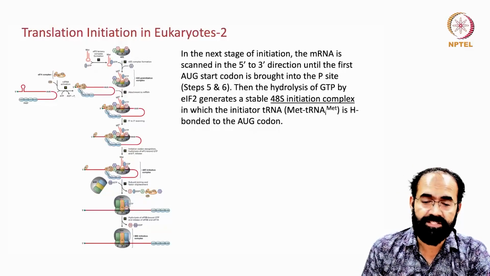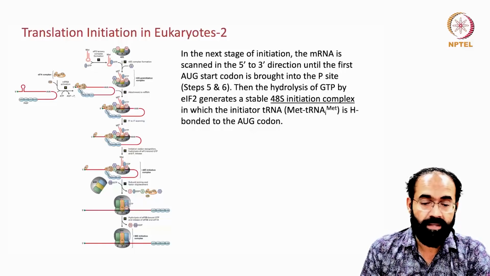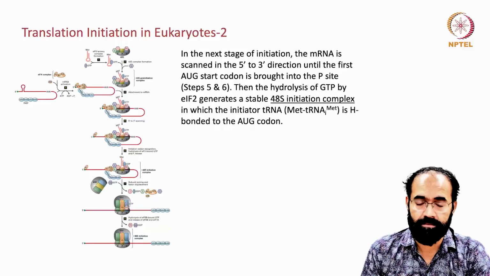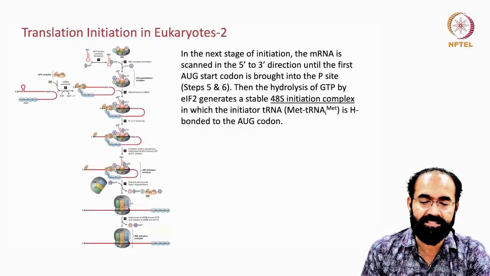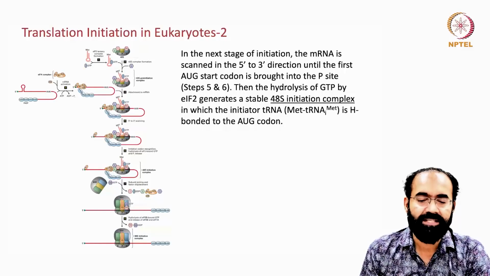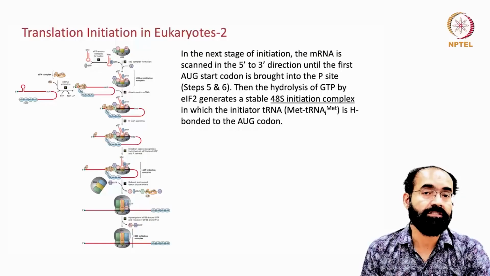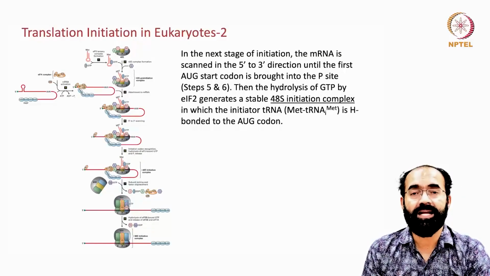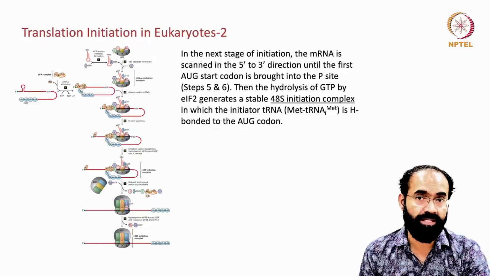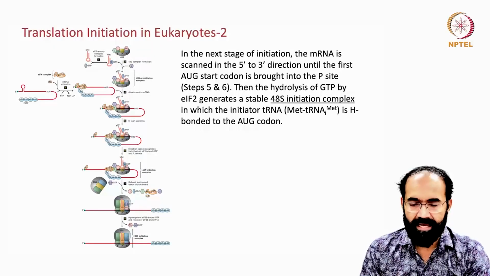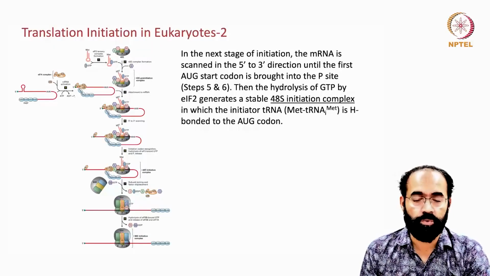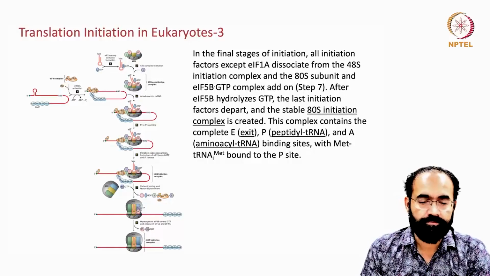The hydrolysis of GTP attached onto the eIF2 generates a stable 48S initiation complex, in which the initiator tRNA, that is methionine tRNA, is hydrogen bonded to the AUG codon, because the tRNA has the corresponding anticodon and it is now paired onto the first codon of the mRNA. That is step number 2. What is step number 3?